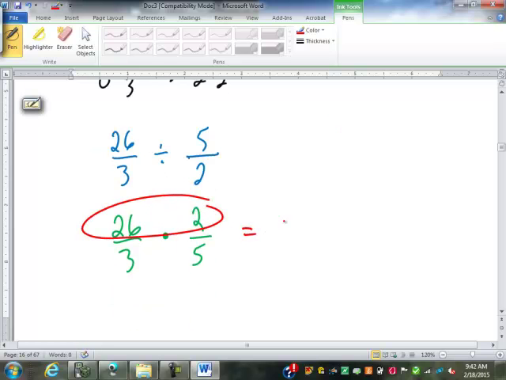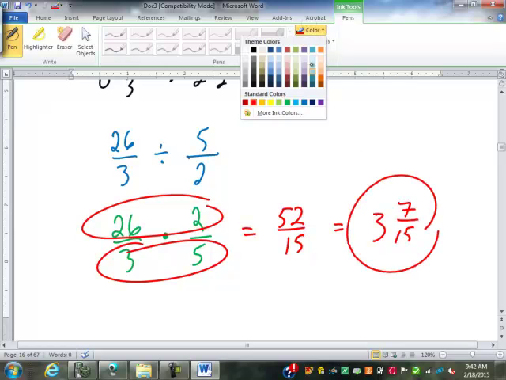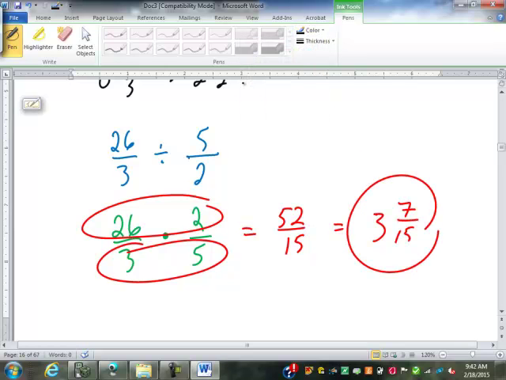26 times 2 is 52. 3 times 5 is 15. That would be 3 and 7/15. I'll let you guys divide that out yourself to verify that's 3 and 7/15. Yeah, that's good.